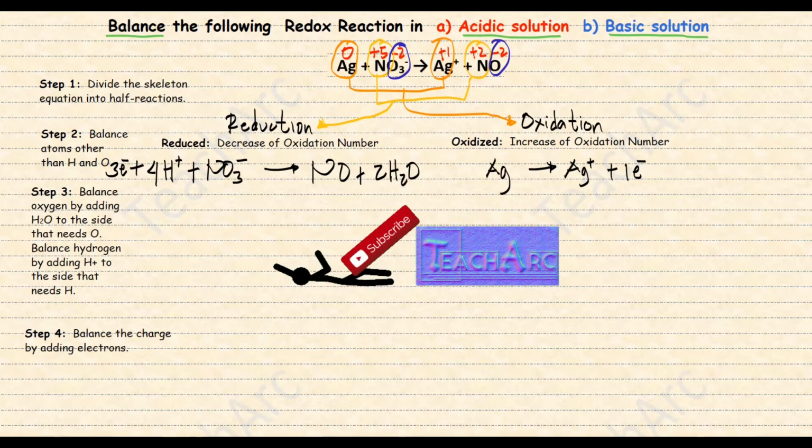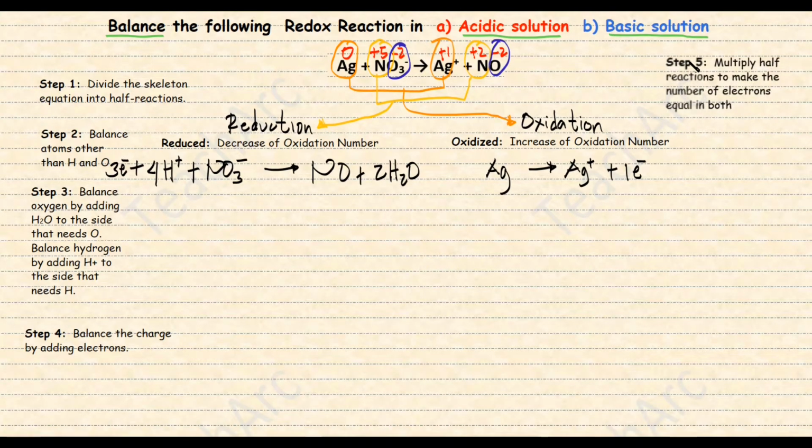Step number 5 tells us to multiply half reactions to make the number of electrons equal in both. Remember that we added 1 electron in the oxidation reaction and 3 electrons in the reduction reaction. We can make them equal by multiplying the oxidation reaction by 3 so that the 1 electron in the oxidation reaction becomes 3 electrons, which will make it equal to the 3 electrons that we added in the reduction reaction. As for the reduction reaction, we can just leave it like that or simply multiply it by 1.